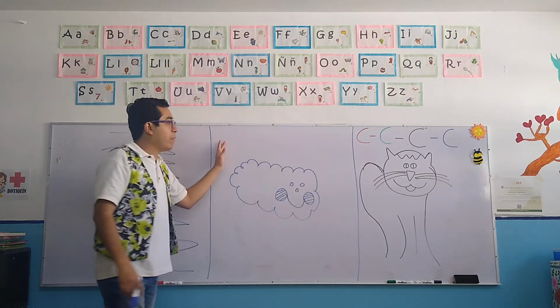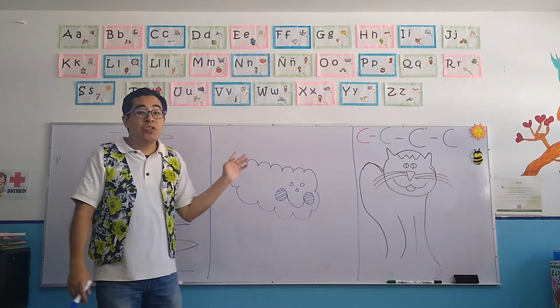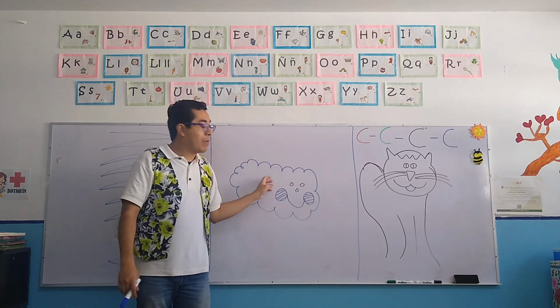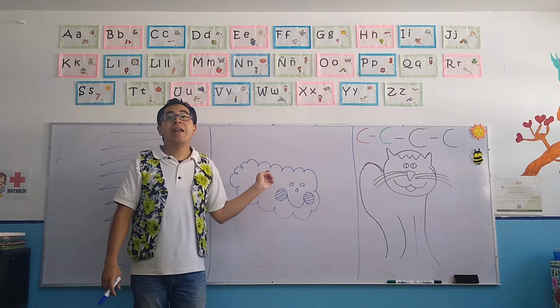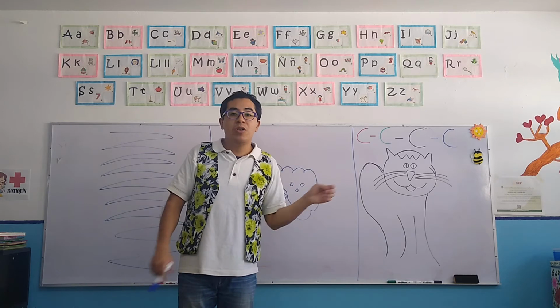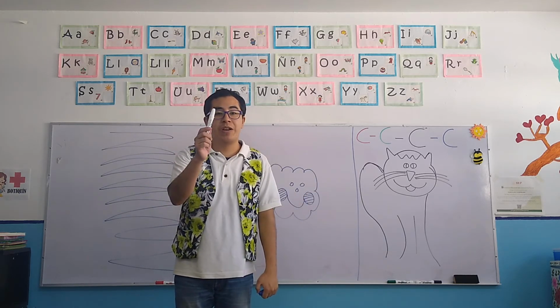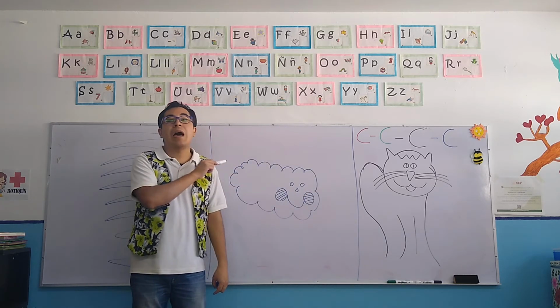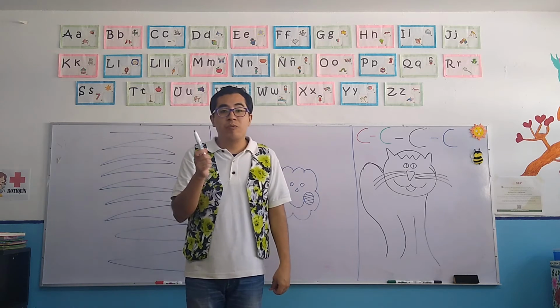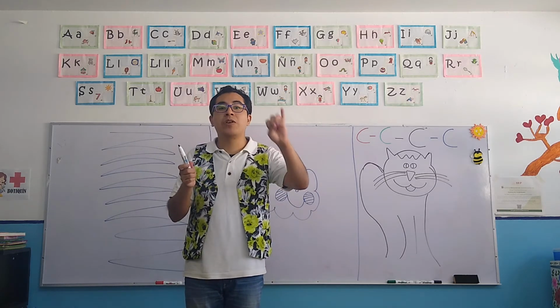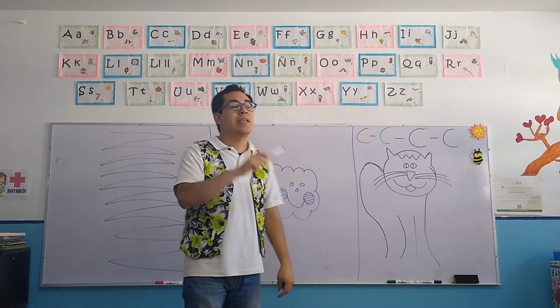Now, the second page, my children, like I mentioned before, we have some clouds, okay? And the clouds are color blue. So with the same color, you are going to paint the cloud. And don't forget to repeat the name of the object and the name of the color. Let's start.